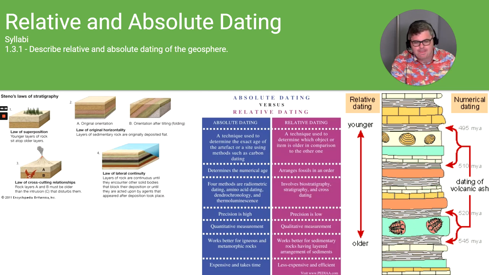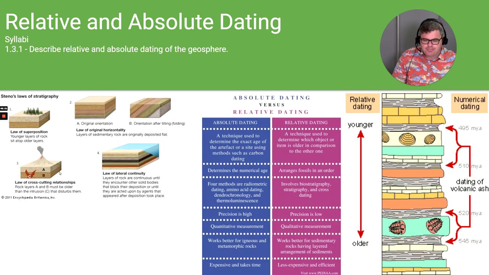Okay? And finally, rule four, the law of lateral continuity. Layers of rocks are continuous until they encounter other solid bodies that block their deposition, or until they're acted upon by outside agents that appeared after deposition took place. So, that rock layer is going to continue until something's interrupted it. It could be another rock intruding its space. It could be a force has removed it. But these four are really important when we're assuming the age of a relative object.